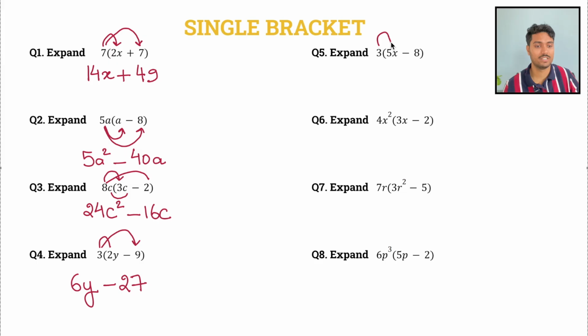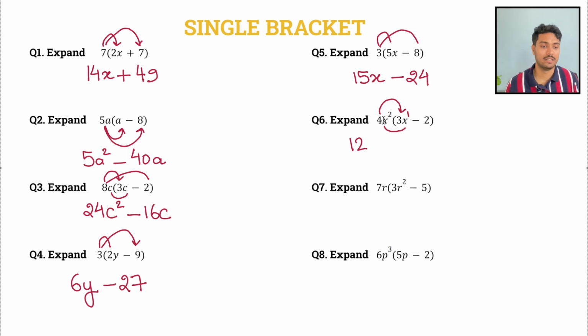So question number 5. 3 into 5, 15, and there's only one x, minus 3 into 8, that is 24. Question number 6. 4x square multiplied by 3x. Again, we have to multiply number with number. 4 3s are 12, and variable with variable. So x square multiplied by x raised to 1. Powers will get added. So this will become x raised to 3, plus minus minus for the second term. So minus 4x square into 2. 4 into 2, 8, and here there is no other variable, so we only have x square. We'll write x square, and that's the answer.